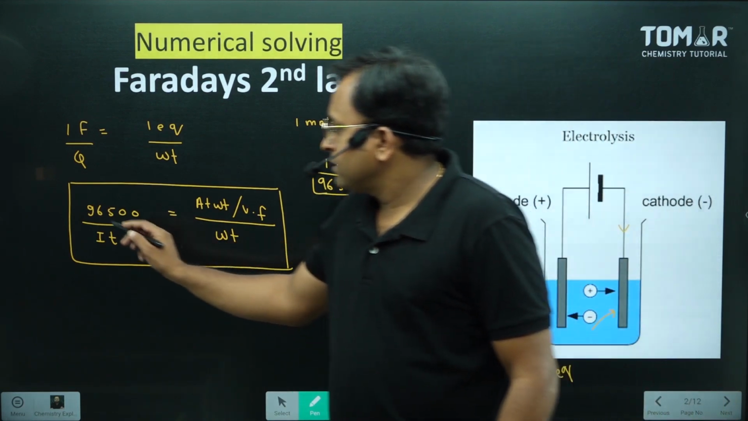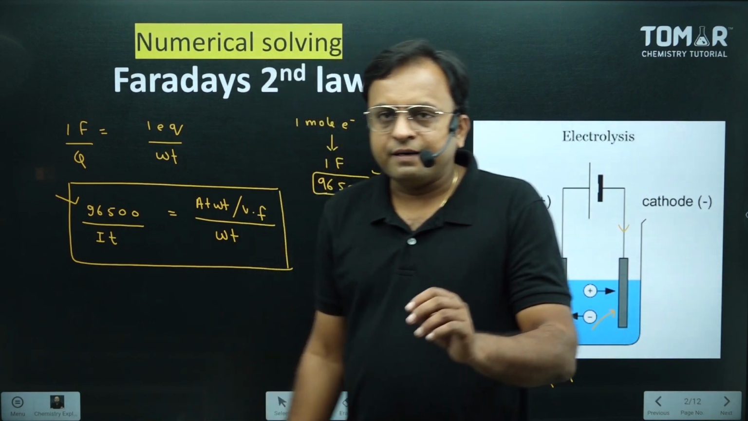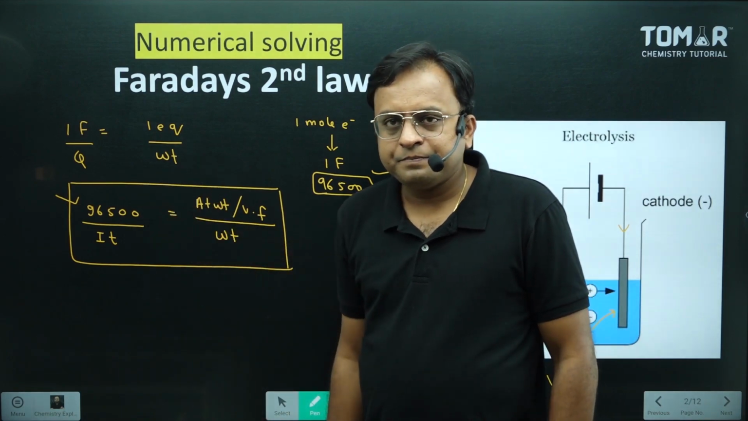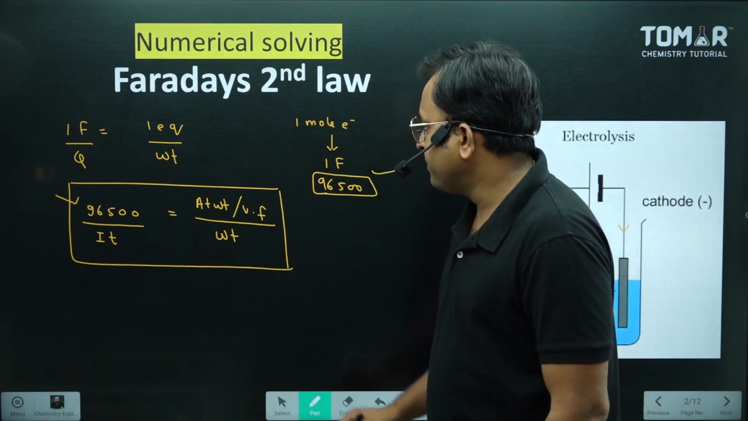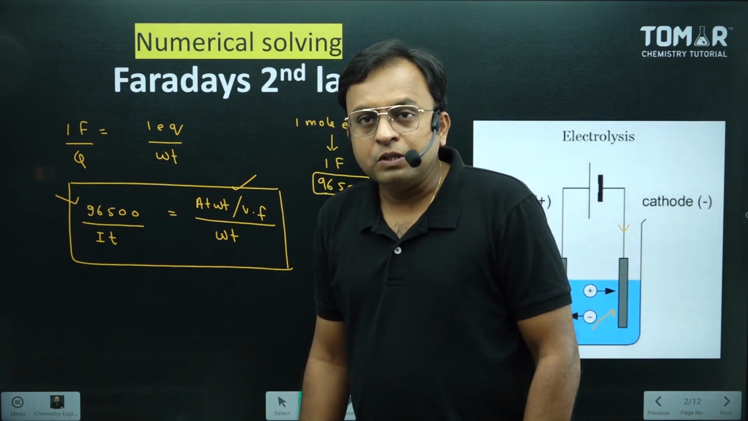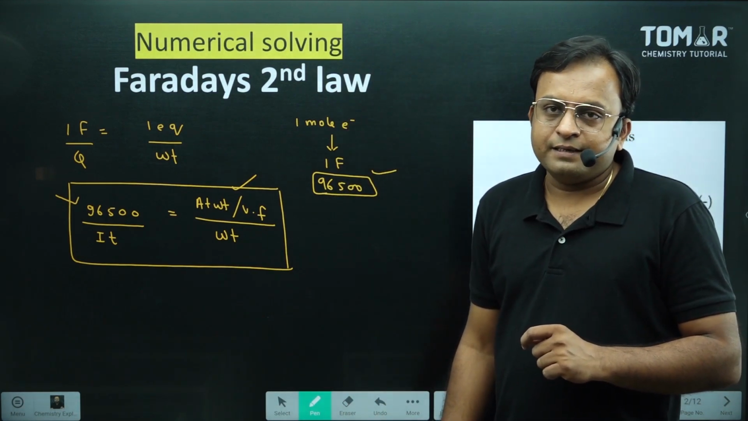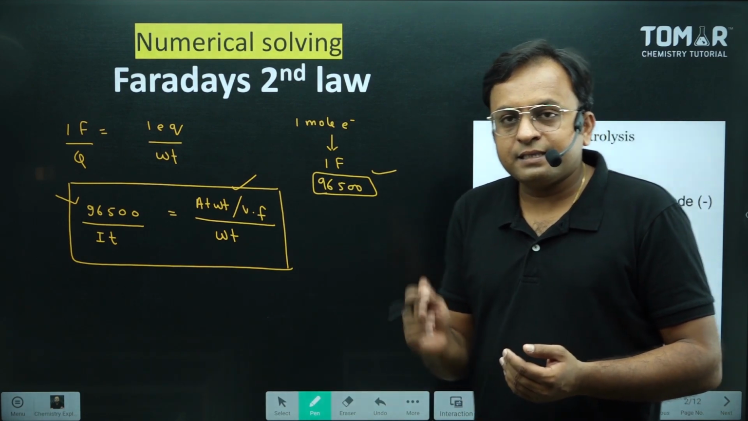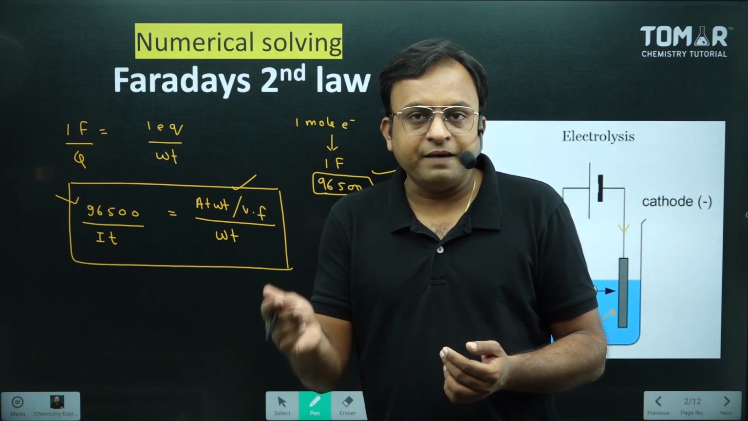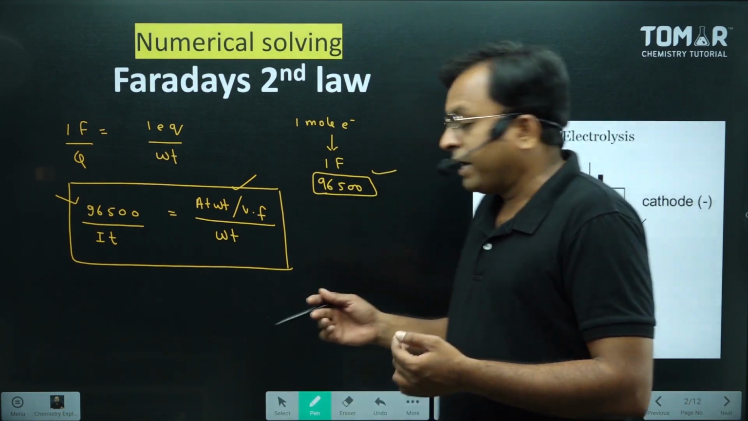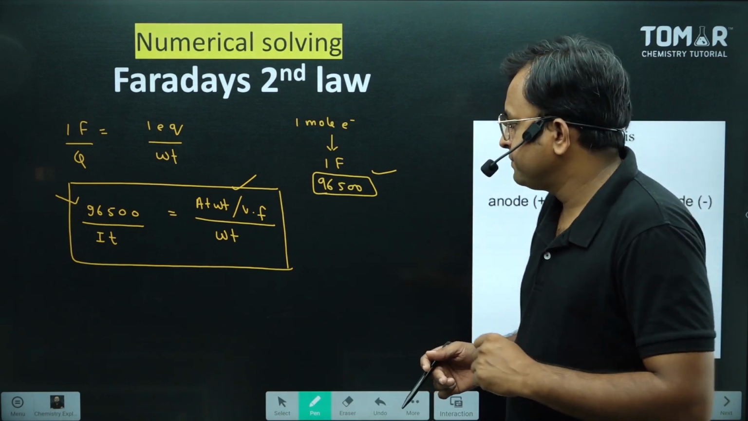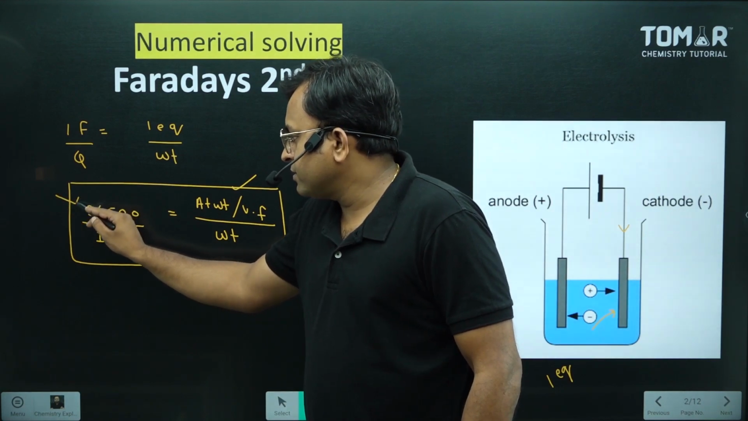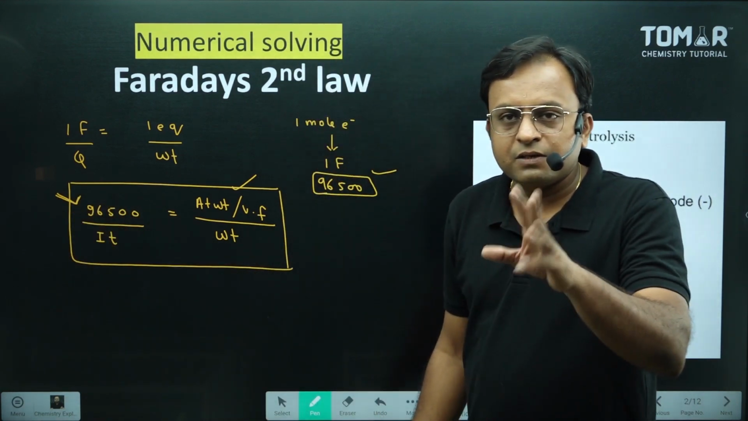Now, 1 farad, you know what it is: that is 96500 coulombs, the charge of 1 mole of electrons. This much charge will deposit 1 equivalent. You also know how to find the equivalent weight. Aluminium has equivalent weight 9, that is 27 by 3. Zinc is 65 by 2. Copper is 63.5 by 2. Magnesium is 24 by 2, that is 12. So you know this term 96500, that is equal to 1 farad.